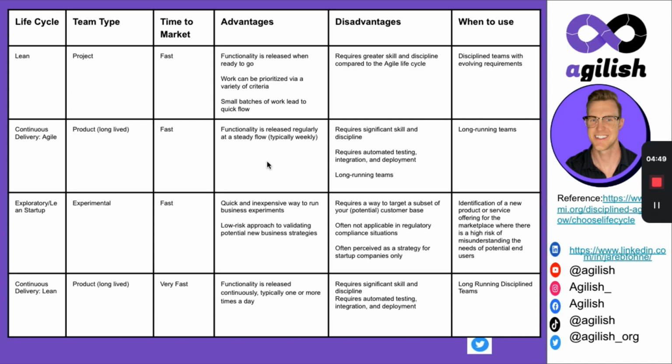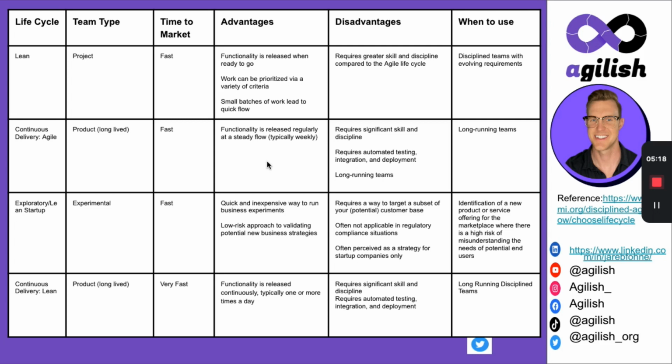Again, this is a project type. Really, just think of this one as functionality is released when it's ready to go. And the work needs to be prioritized. So it keeps on prioritizing, maybe changing requirements, support-like team. And remember, keeping that Lean mindset: small batches, Little's Law, to increase and improve flow.